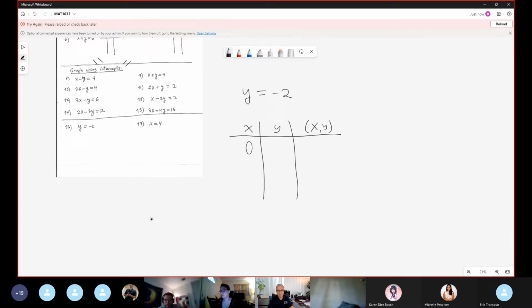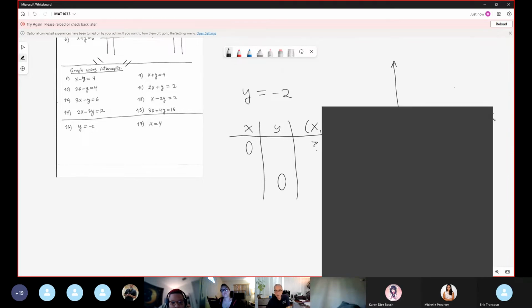0 on x, 0 on y. But we have no x, so I don't know exactly what happened here. And 0 on y is a contradiction, 0 minus 2. The reason is because this is a horizontal line passing through the value y equals -2. So it's over there.